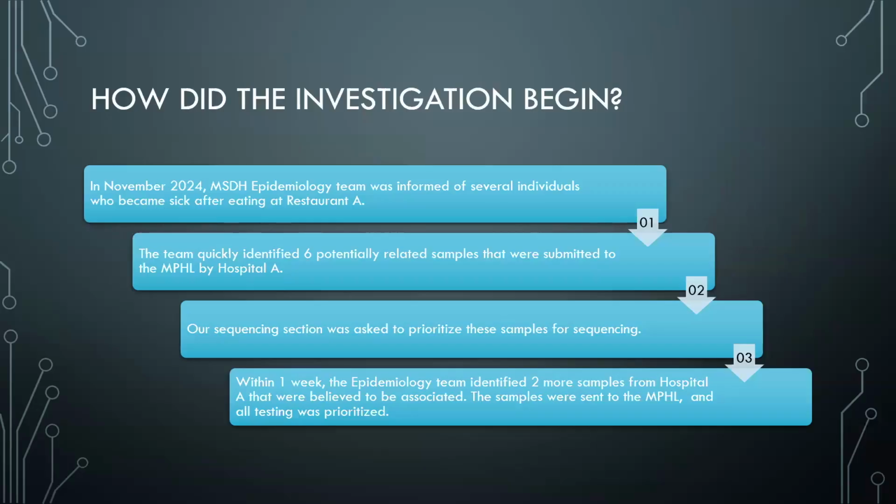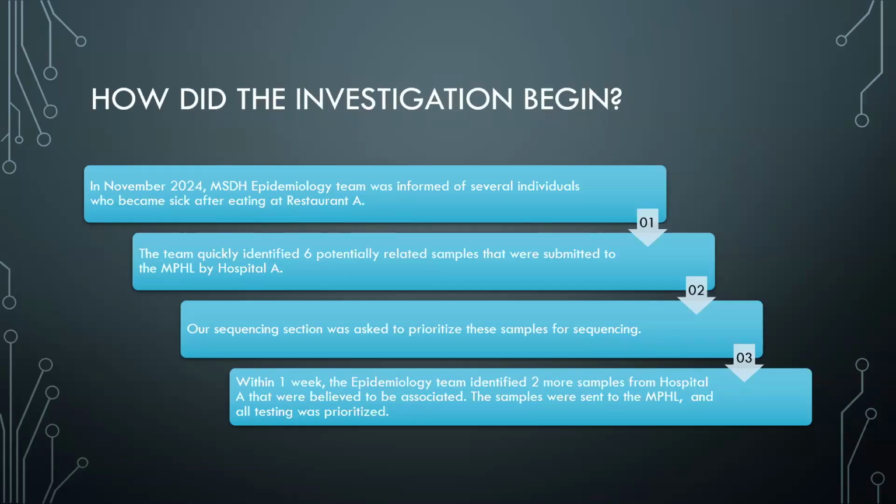They were informed of this because of complaints made to our Office of Food Protection. We then reached out to the EPI team. The EPI team very quickly identified 6 related samples which had been submitted to the public health lab from a hospital, and they contacted our sequencing lab and asked that these samples receive higher priority for sequencing.